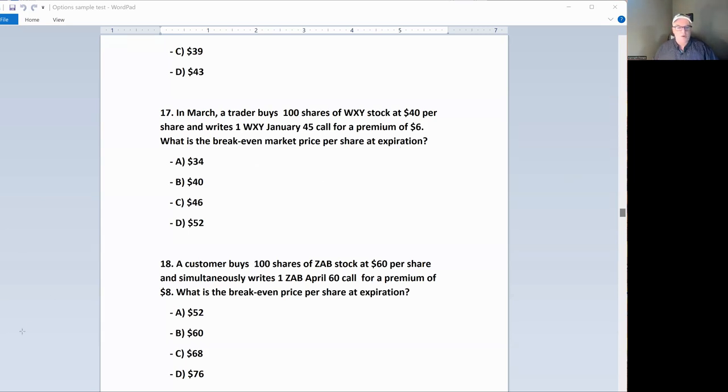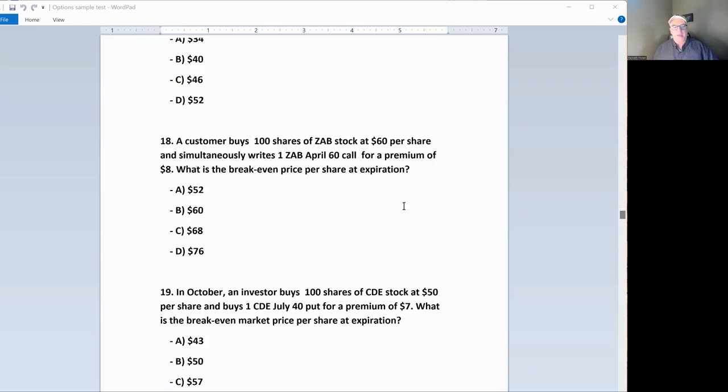Number 18. We're on to 18. We're getting there. We're getting there. I don't know how many I have. Okay, 18. I can't remember how many I made.